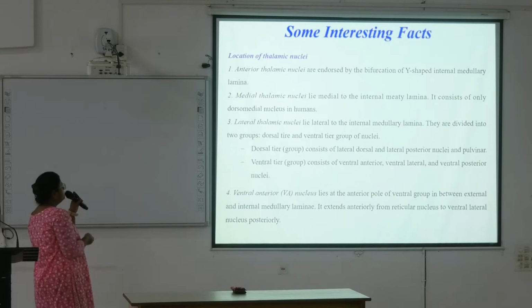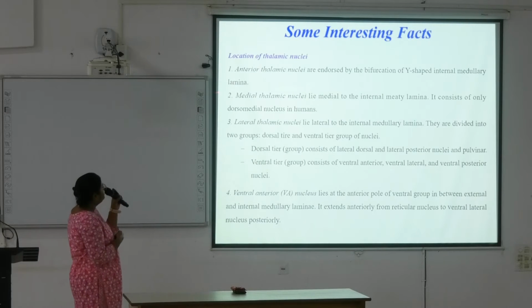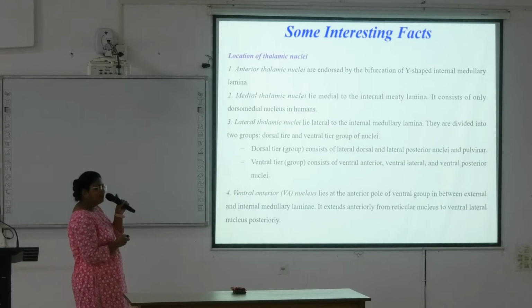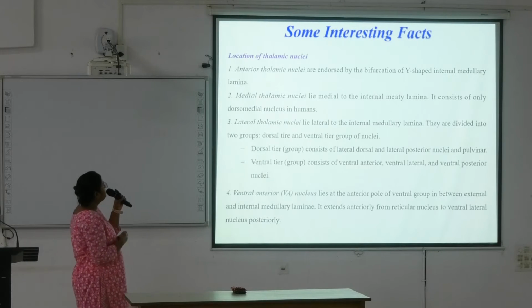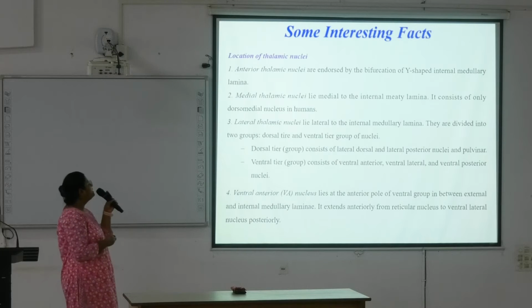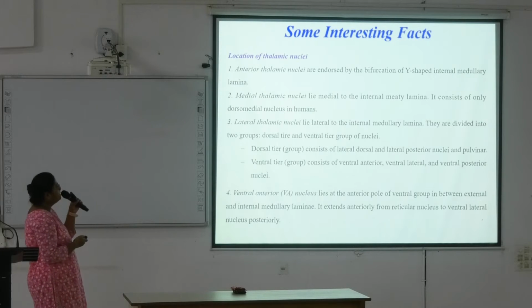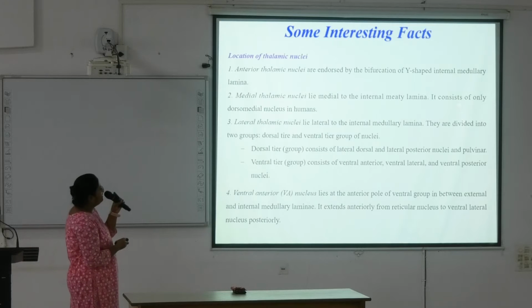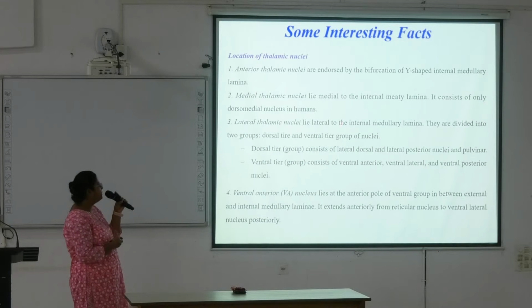Okay, so the location has been written. Anterior thalamic nuclei are enclosed by bifurcation of Y-shaped internal medullary lamina, in between the two limbs of the Y. Medial thalamic nuclei lie medial to the internal medullary lamina, and it consists only of dorsomedial nuclei in human.